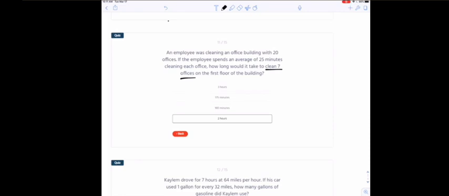So now that we have our necessary information figured out, let's focus on finding out the time. So we know that we're working with 7 offices. We want to know how much time that is, X. And we know that 1 office takes 25 minutes. Because this one is in minutes, this will also be in minutes. All right, let's cross multiply.